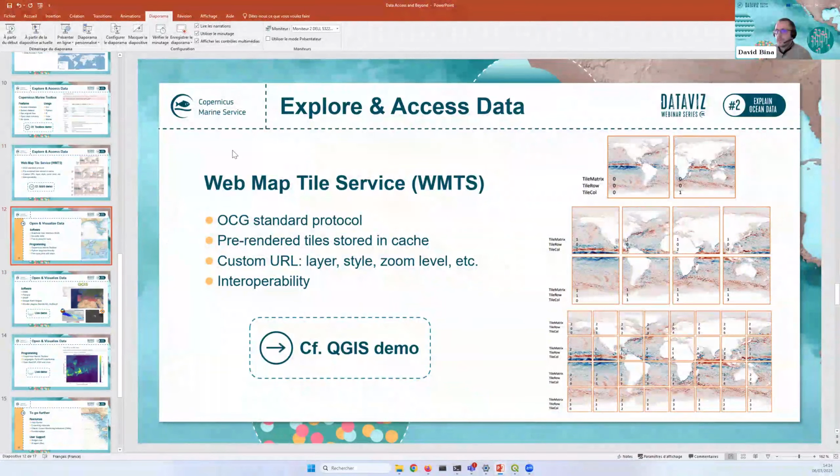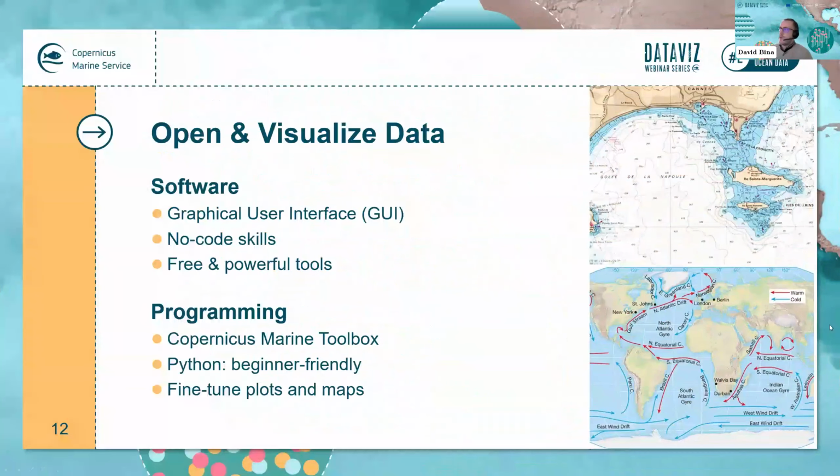I will go back here, yeah. Now I will speak about how to open and visualize data. So basically, there are two main ways to do so via a software. It means via a graphical user interface, which is maybe easier especially for beginners, because it requires no code skills. And there are a lot of free and powerful softwares on the web. And today I will do a short demo with QGIS, which is one of them.